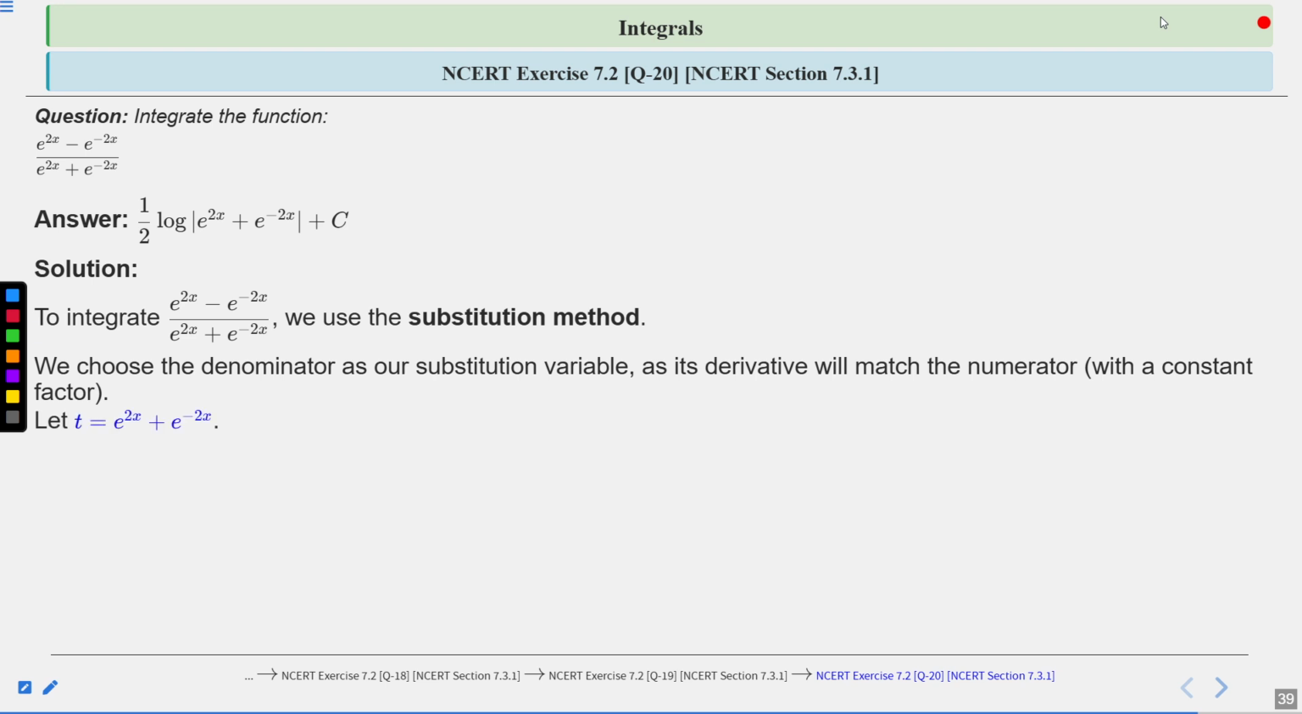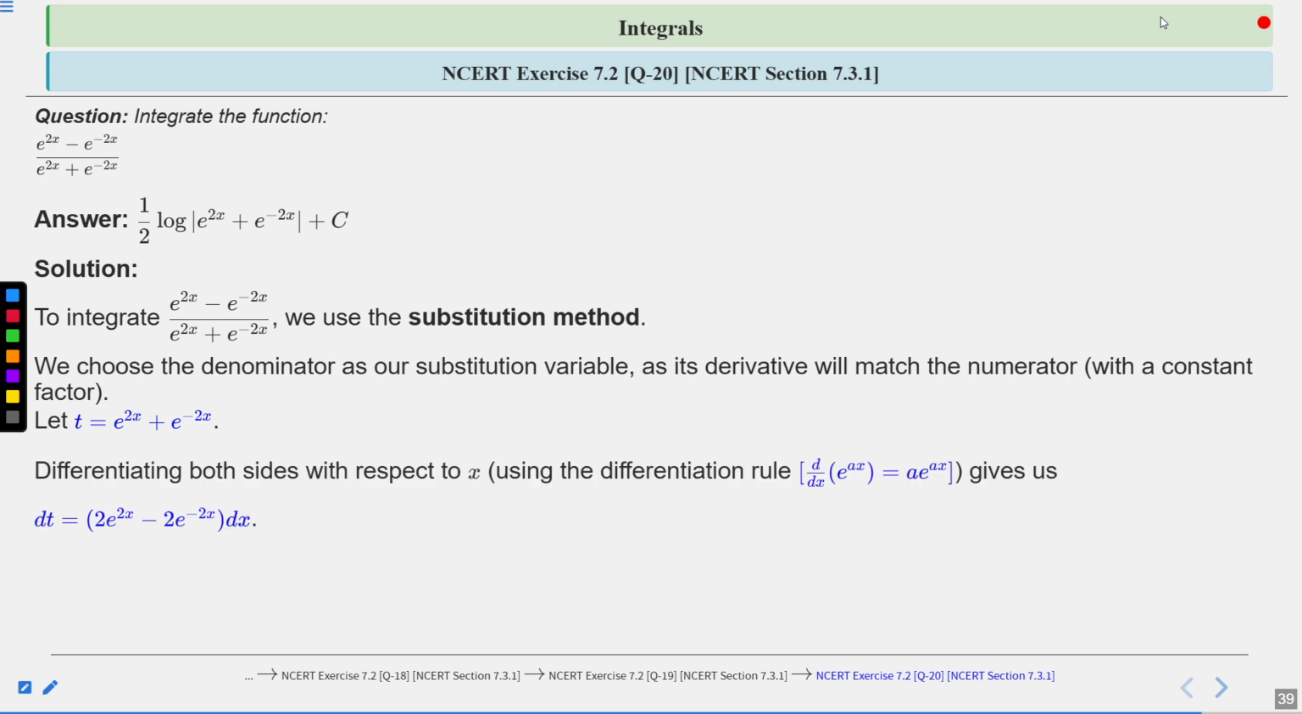Now let t is equal to e to the power 2x plus e to the power minus 2x. Differentiating both the sides with respect to x, using the differentiation rule, which is d upon dx of e to the power ax is a e to the power ax, gives us dt is equal to 2 e to the power 2x minus 2 e to the power minus 2x dx, right?